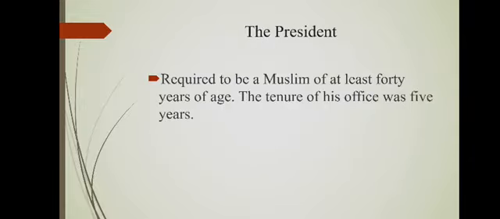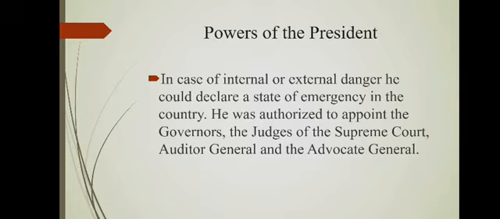The President of Pakistan was required to be a Muslim, at least 40 years of age, and his tenure was 5 years. So it means that it was a secure office when the President was to be elected for 5 years. Powers of the President: in case of internal and external danger, the President can impose emergency in the country.